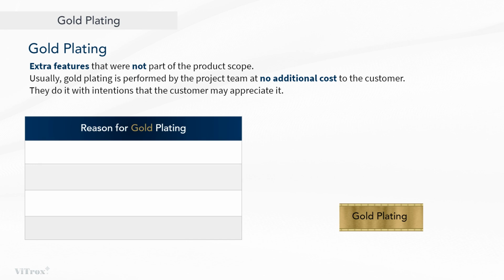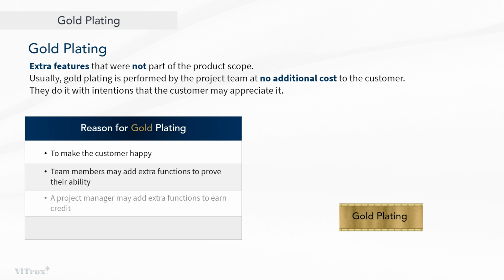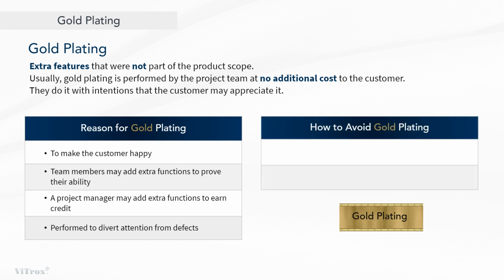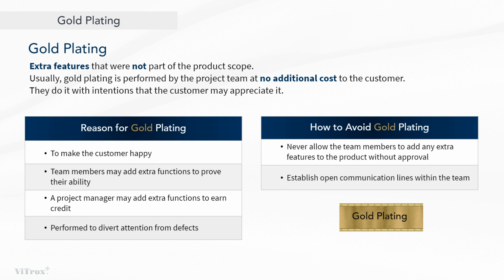These are some of the reasons for gold plating. The team members are trying to make the customers happy or to prove their ability, whereas the project manager may want to earn additional credit or to divert attention from defects. To avoid gold plating, project managers should take measures such as only approving changes to the project scope after careful evaluation of their impact and value to the customer, and establishing open communication lines within the team to ensure that everyone understands the project's objectives and scope.